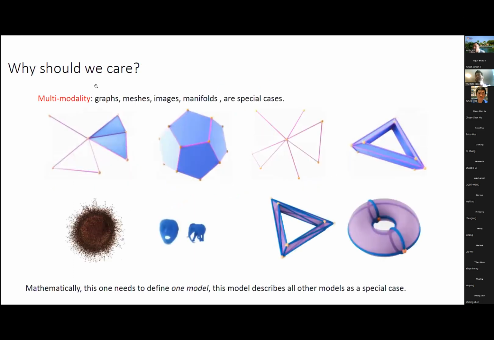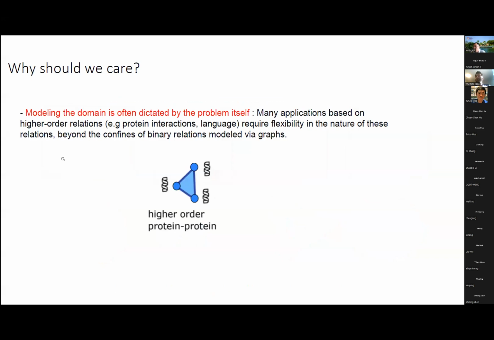So why should we care? Why should one care at all about higher order complexes? First of all, from a mathematical perspective, graphs, meshes, images, and manifolds are all special cases. Mathematically, one needs to define one model, and this model describes all other models as special cases. So there is mathematical elegance in it. From a practical perspective, we're going to mention a few applications over here. There are many others. It's really up to your imagination. We're going to see some of those applications in the talk.